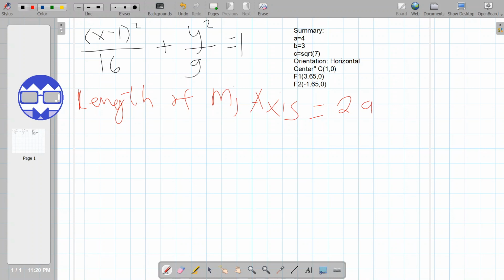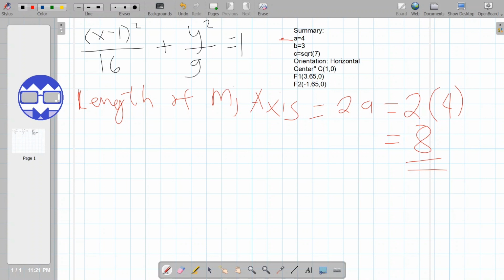Again, a is the length of the semi-major axis. If the half is a, it means that the entire length of the major axis is times 2. So 2 times a, and our a is 4. So 2 times 4 is 8. Hence, that is our length.